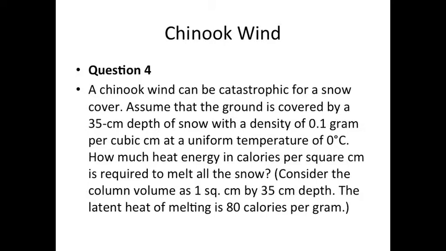For question 4, take this question. A Chinook wind can be catastrophic for snow cover. Assuming that the ground is covered by 35 centimeter depth of snow with a density of 0.1 gram per cubic centimeters at a uniform temperature of 0 degrees Celsius. How much heat energy in calories per square centimeter is required to melt all of the snow? Consider the column volume as 1 square centimeter by 35 centimeter depth. The latent heat of melting is 80 calories per gram.